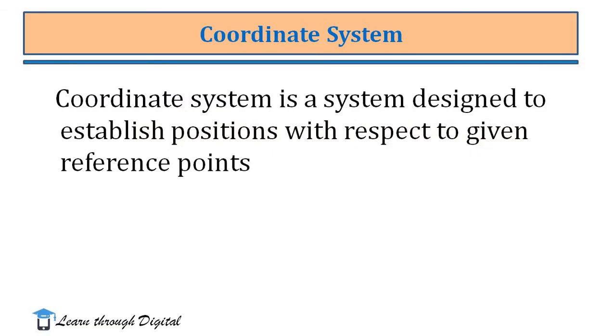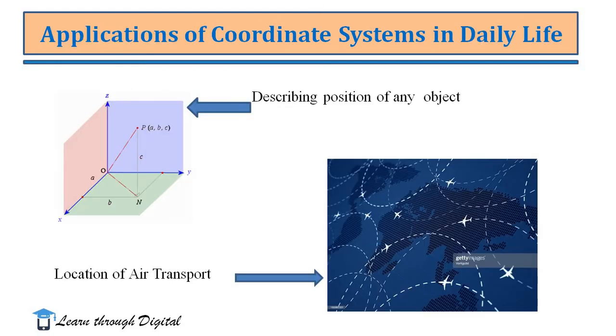Before starting the Cartesian coordinate system, first let us talk about what a coordinate system is and what all its applications are. Coordinate system is a system designed to establish positions with respect to given reference points. Applications of coordinate systems in daily life. First application is describing position of any object. Coordinate system can be used to find the position of any object from its original place to its present location.